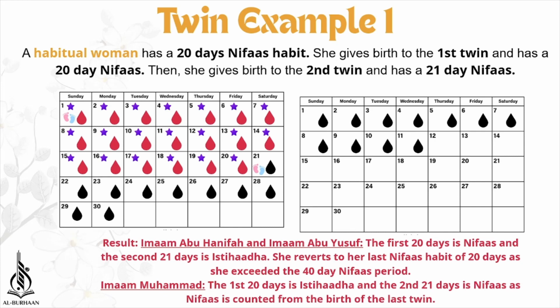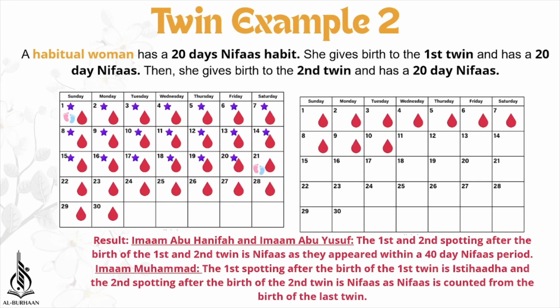The other 21 days that come later, they say that, listen, that is Istihaadhah, because the bloods are counted from the first child, not from the second child. Imam Muhammad says that the first 20 days is Istihaadhah and the second 21 days is Nifaas, as Nifaas is counted from the birth of the last one. So if you look at his view, it goes the other way around. He doesn't count it from the start, he counts it from the end. So the first spotting and the first bloods from the first one will be counted as Istihaadhah. The second bloods will be counted as Nifaas according to him. But again, the authentic view is Imam Abu Hanifa and Imam Abu Yusuf's view.